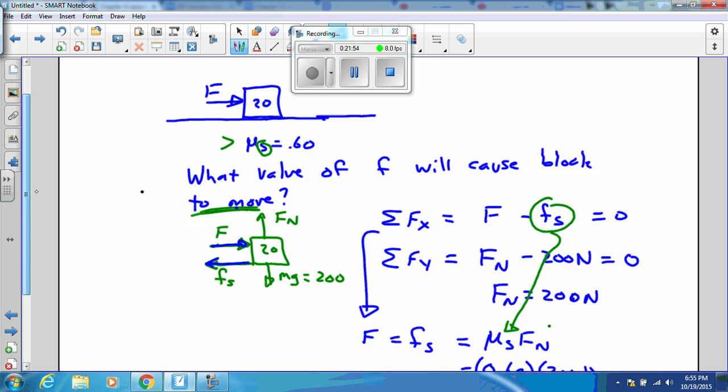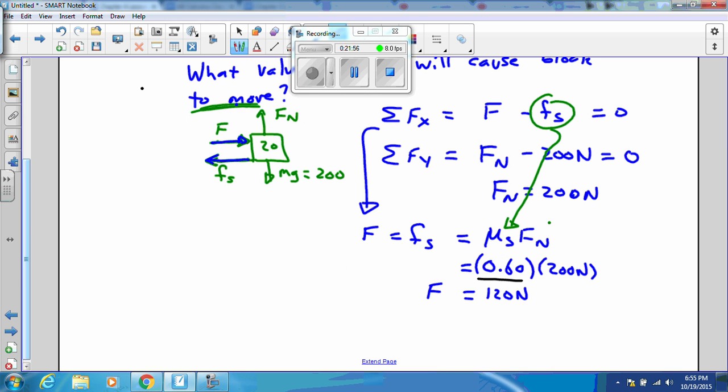Notice that because the value of mu k is smaller than the value of mu sub s that we computed over here, that was given to us, it takes less force to keep a block moving than it does to get it moving. In other words, if I took a look at the same kind of force diagram that we had from our demo, it takes 120 newtons of force to get the block moving, but as soon as I do get it moving, the amount of force to keep it moving drops to a mere 40 newtons.